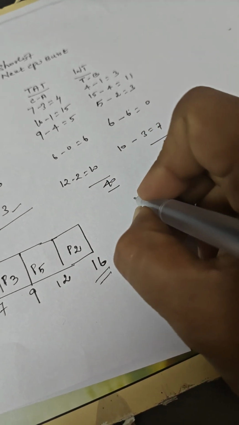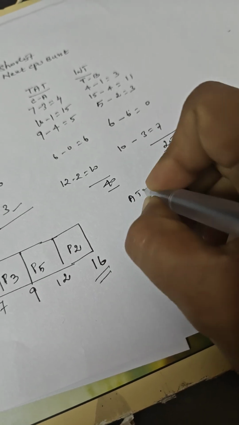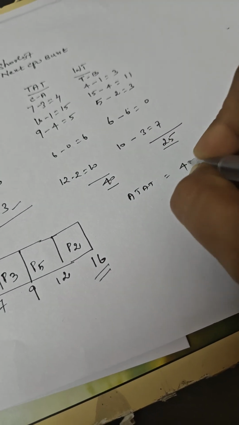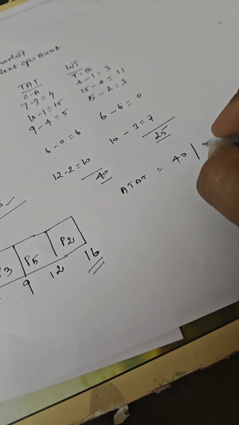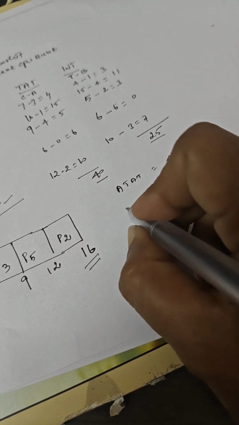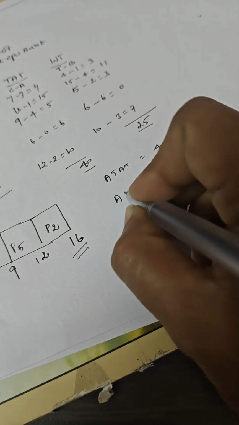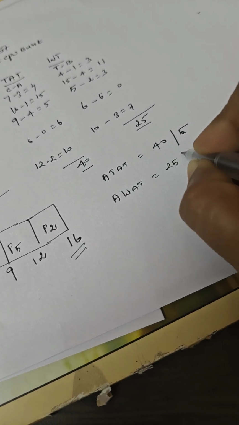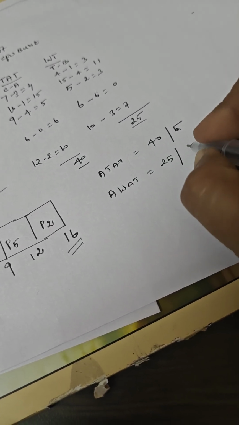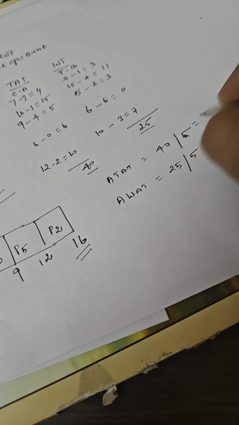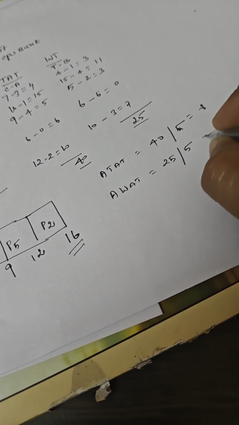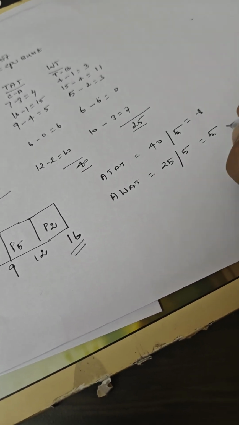So in order to calculate the average turnaround time, it is 40 divided by the number of processes, here it is 5. And for the waiting time, the average waiting time could be calculated based on the total waiting time divided by the number of processes, here it is 5. So it is 8 milliseconds and here it is 5 milliseconds.